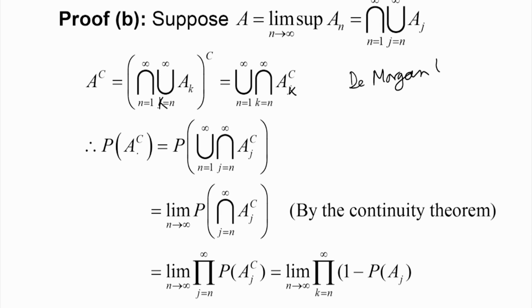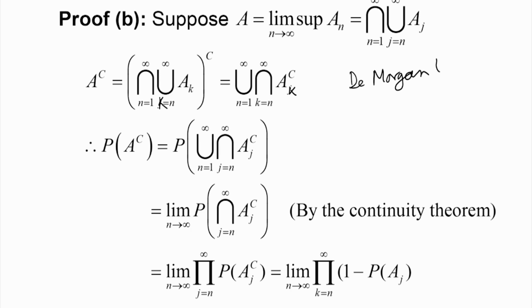So, this is the probability of A complement, that is equal to the probability of the union, n going from 1 to infinity, of the intersection of A_j complement, j going from n to infinity. Now, this intersection sequence is an increasing sequence. Therefore, we can apply the continuity theorem again. So, this will be the same as the limit n tends to infinity of the probability of this event, that is the intersection of A_j complement, j going from n to infinity.